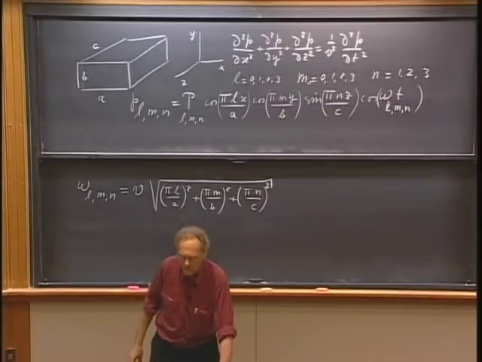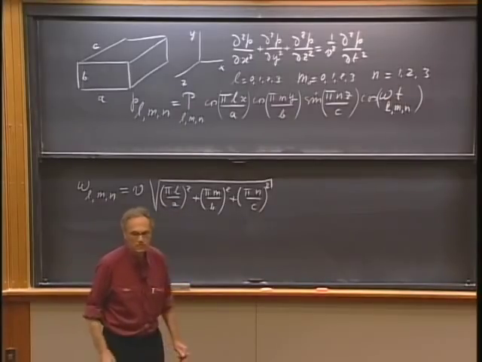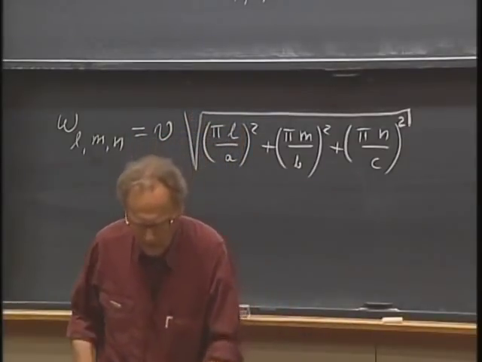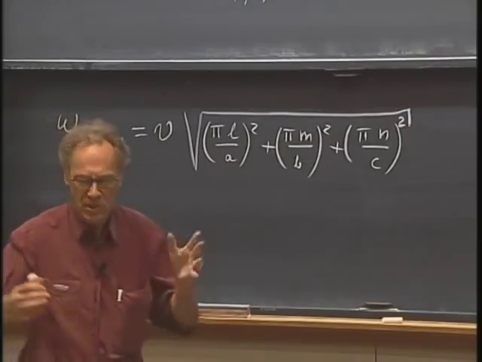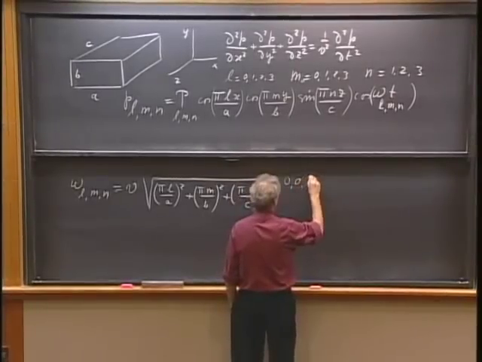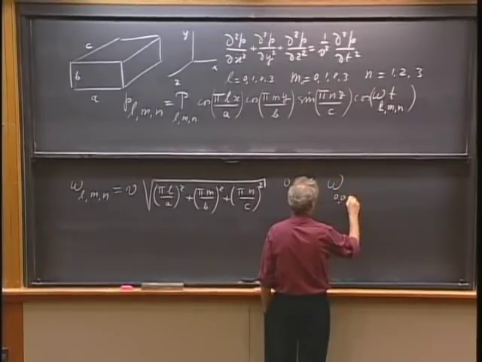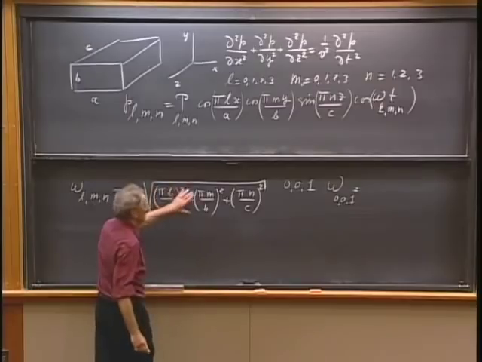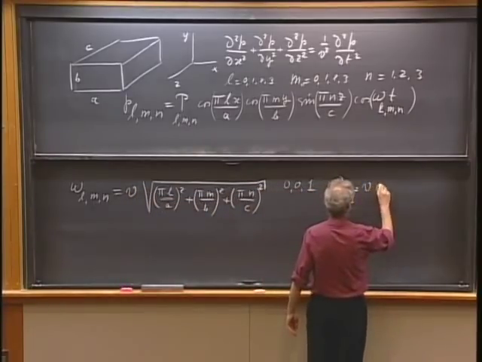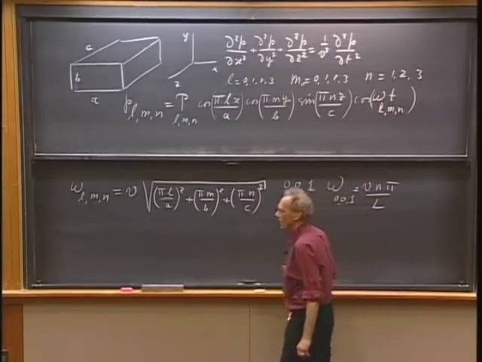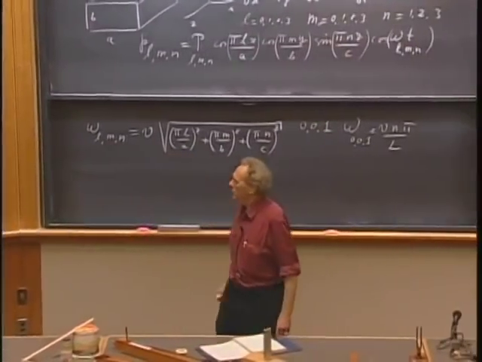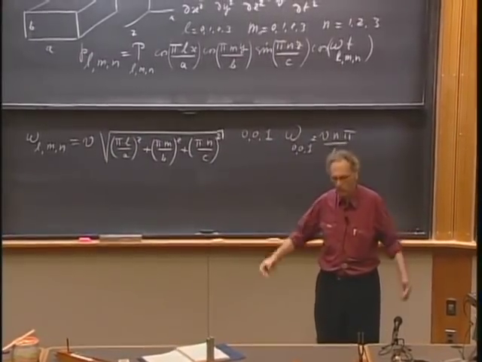The lowest possible frequency for this system is the 0, 0, 1 mode, if I assume that c is the largest dimension in the system. C is sort of the length of my musical instrument. So the 0, 0, 1 mode would give me omega 0, 0, 1, where these terms are not there. I call this now L to make the connection with my musical instrument. And so I get v times N times pi divided by L. That is precisely what we had before for a sound cavity which is open at both sides, or closed on both sides.